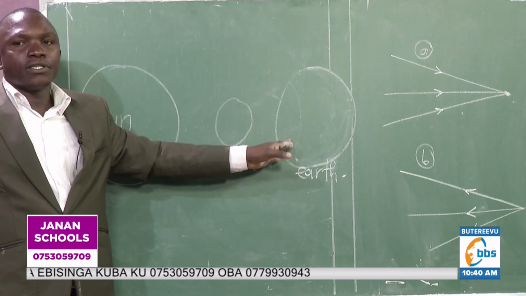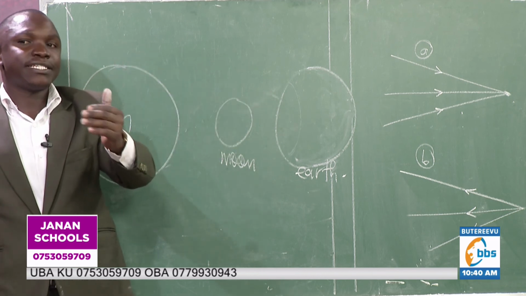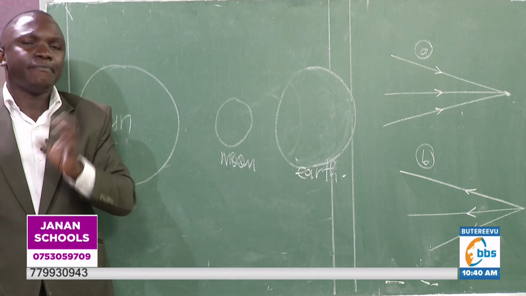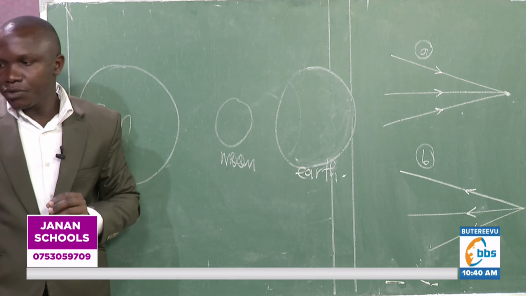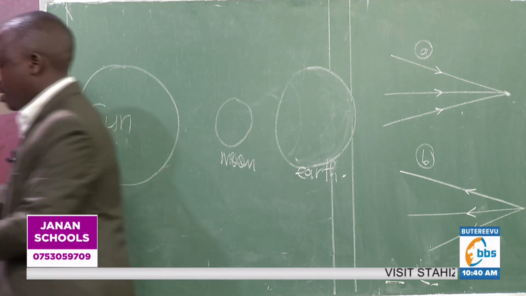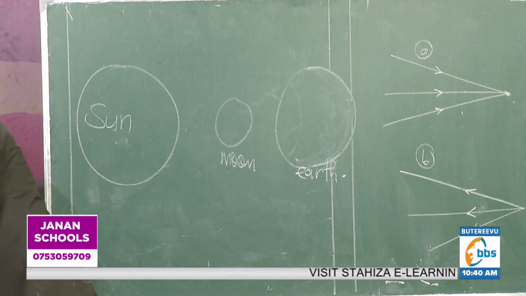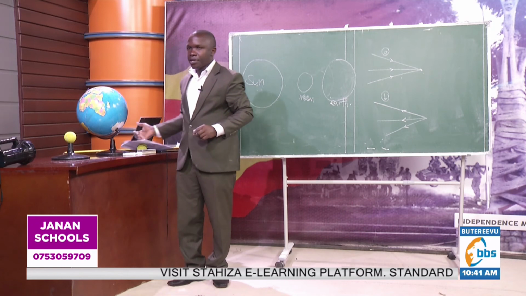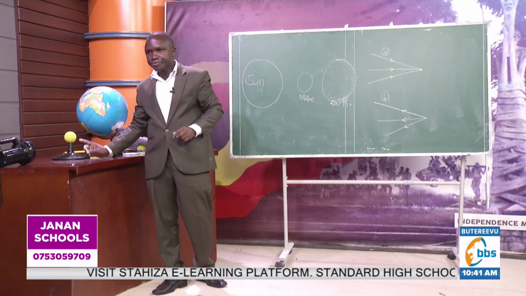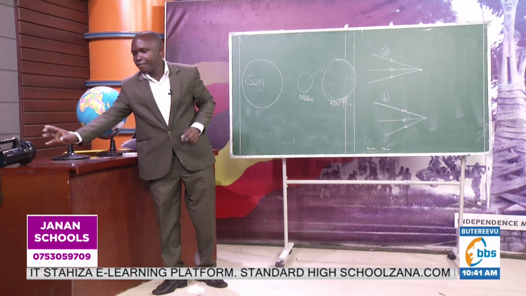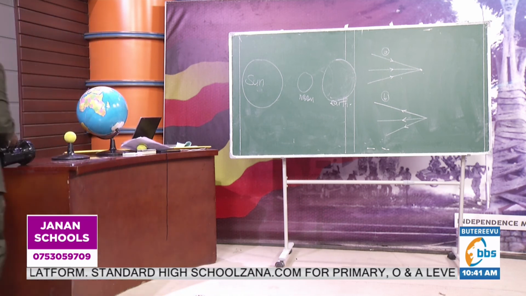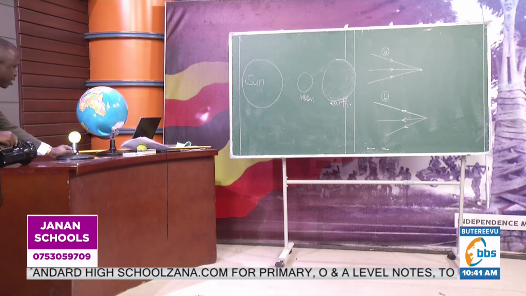Is that okay? Therefore, part of the earth is under umbra and another part is under penumbra. Now, this is what I want to show you here. I have the globe here for you. Now, this is the earth, and we have our moon right there, and we have the source of light.